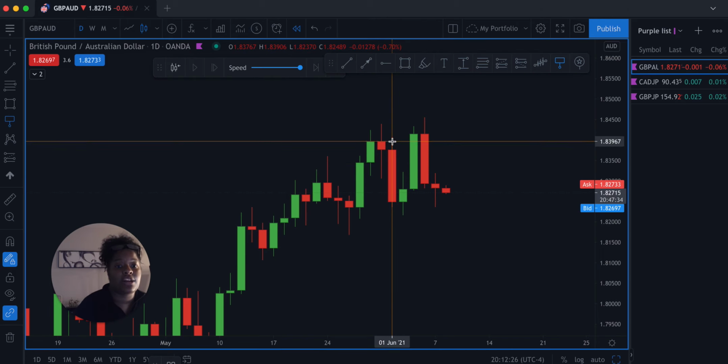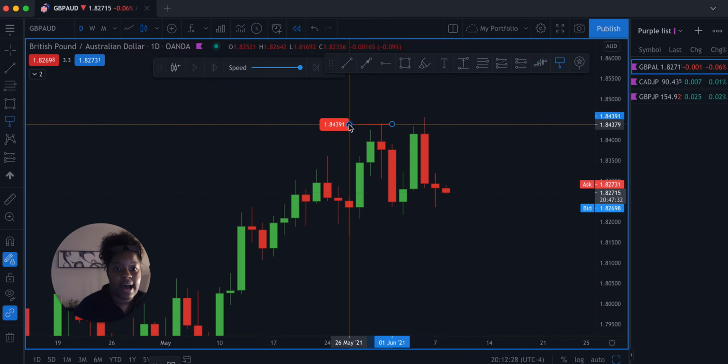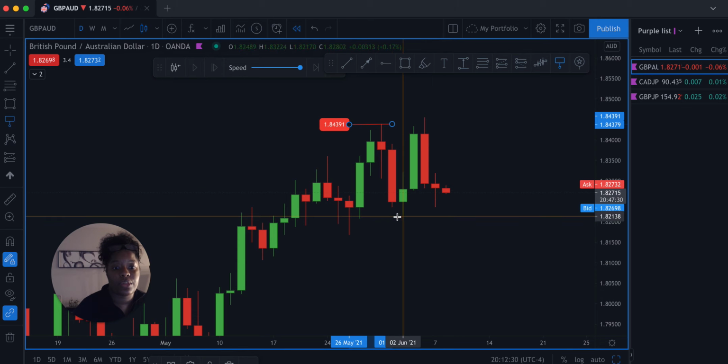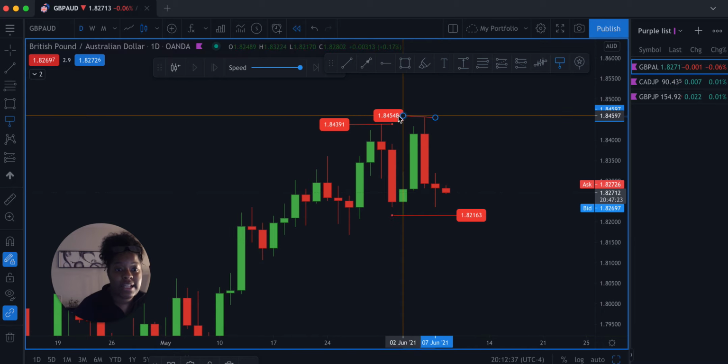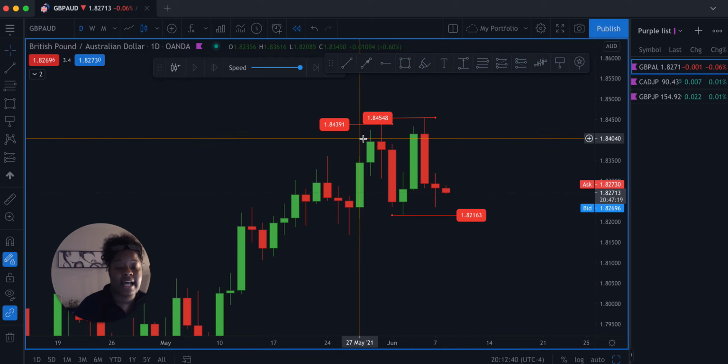Let's look at it here. I have a high here at 1.84391, a higher low here at 1.82163, and last week we can see that price closed higher than the last high at 1.84548. Now that price has closed higher, that lets us know that buyers have come into the market, and they're in the market now. So I am going to buy with the buyers, but I'm not going to buy high.